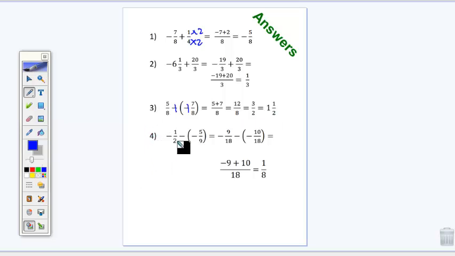Now number 4, 2 and 9 as denominators. They must have the same denominator, so multiply this by 9 and this by 2, and we get negative 9/18 minus negative 10 over 18. Negative 9 stays when I'm combining them. However, remember, minus and minus, similar to the previous example, will turn into a plus, so we get plus 10, and that will be positive 1/18.